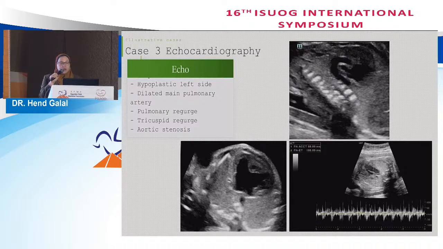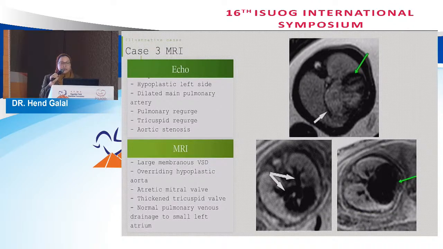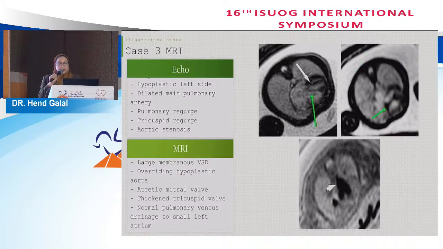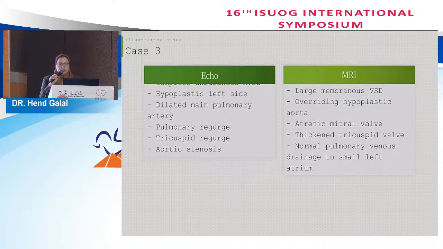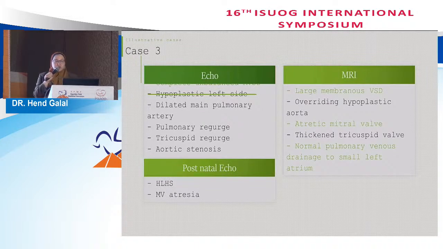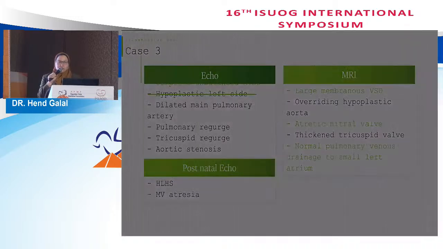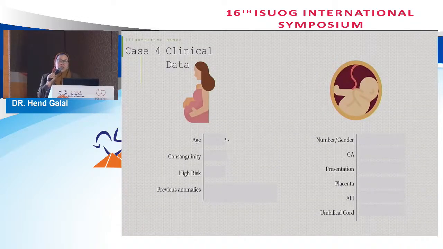As regard MRI finding, it's showing large membranous VSD, overriding hypoplastic aorta, atretic mitral valve, thickened tricuspid valve with normal pulmonary venous drainage into small left atrium. It's another picture of MRI. It was impressive, really. As regard postnatal echo, it's confirming diagnosis of hypoplastic left heart syndrome with mitral valve atresia. So it's excluding the echo diagnosis. It's not a hypoplastic left heart.